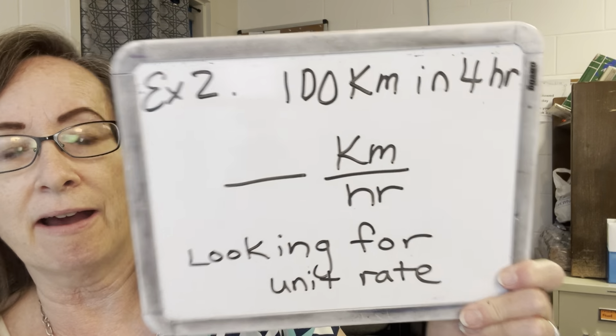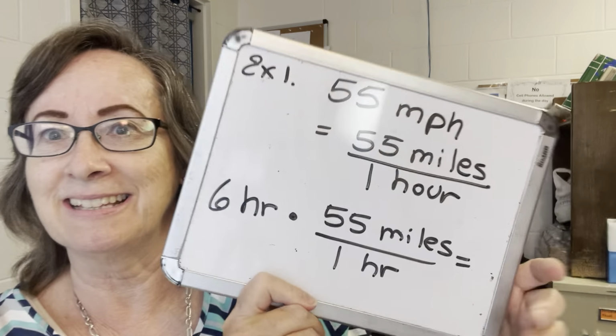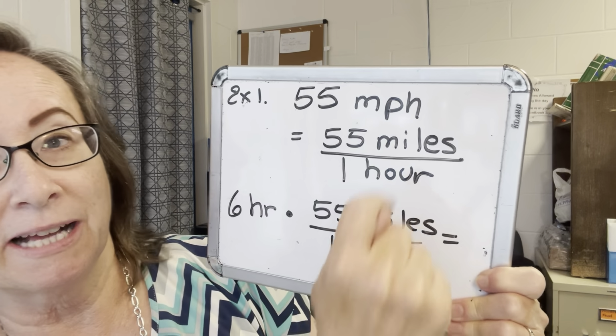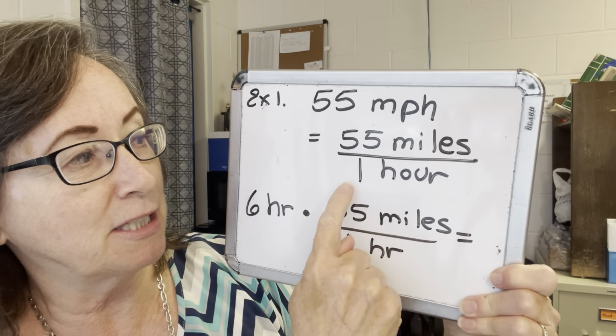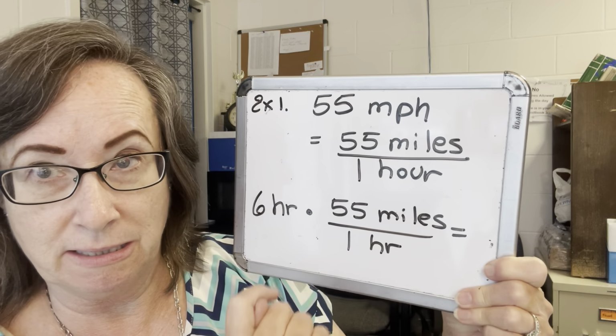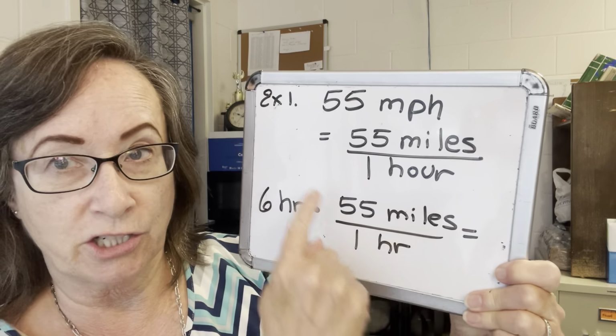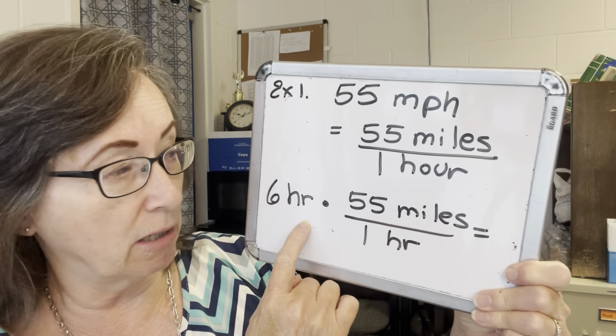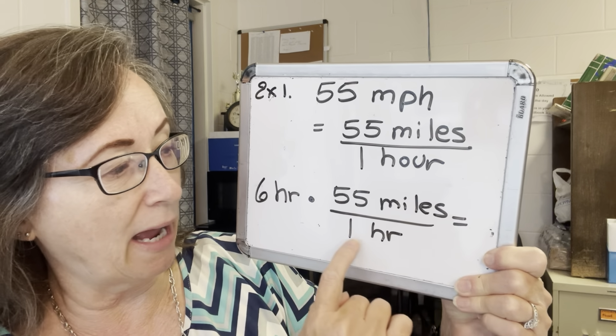Driving at an average speed of 55 miles per hour, about how far will the driver travel in 6 hours? Okay, so he's traveling for 6 hours and he's going 55 miles per hour. Oops, that's example 2. This is example 1. Okay, 55 miles per hour, 55 miles per 1 hour. That's what this means. Okay, so here's our ratio. 6 hours is how long we're driving. 55 miles per hour is the speed.